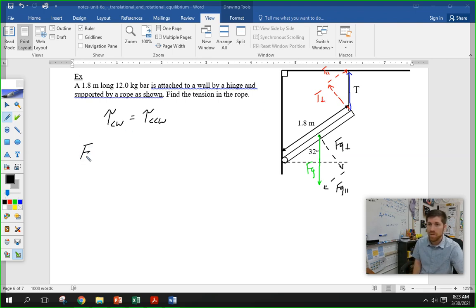So we would have Fg perpendicular times distance 1, where d1 is going to be half of 1.8, and that would be equal to tension perpendicular times d2, where d2 is the full length, the 1.8 meters. So my tension perpendicular is going to be Fg perpendicular times d1 divided by d2.